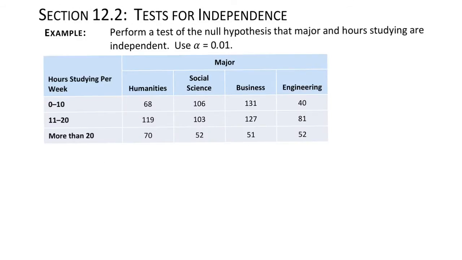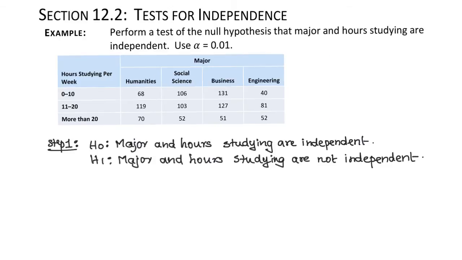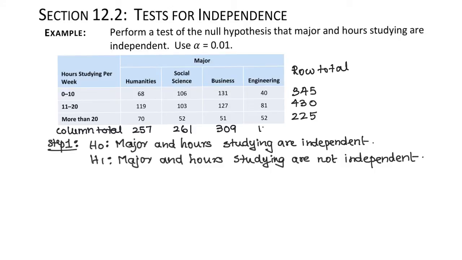Let's look at this example performing a test of independence. First state the null and alternate hypothesis. And now compute the row and column totals. Grand total is the sum of these numbers or the sum of these numbers. You will get the grand total. So grand total is 1000.